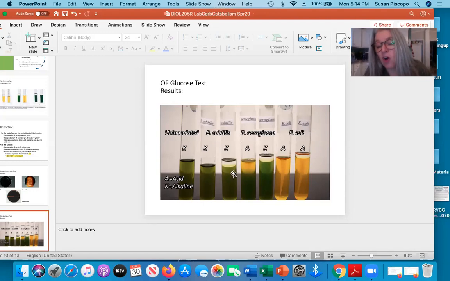Now, if we go all the way over to the right, these are the two tubes for E. coli. For the open tube, the aerobic tube, we have a yellow color, very obviously yellow. And for the oil-covered tube, we have a yellow color as well. So the results for E. coli are yellow, yellow.